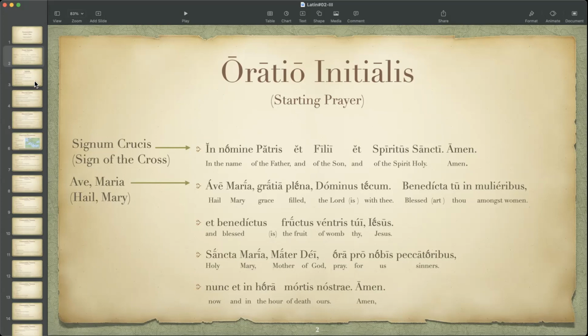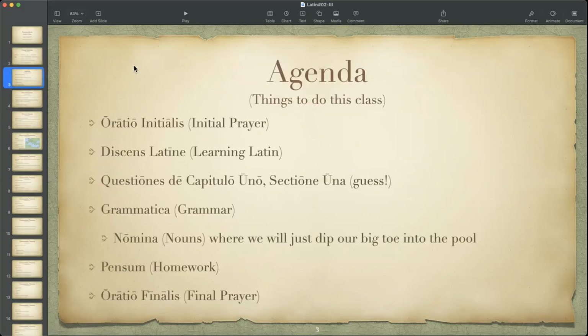Okay. All right, tonight, agenda. Agenda, by the way, is a very nice Latin word, and it literally means the things that need to be done. The oratio initialis, discens Latinae, as in learning Latin. We'll talk a little bit about that learning Latin section. Questiones de capitulo uno, or sectione una.